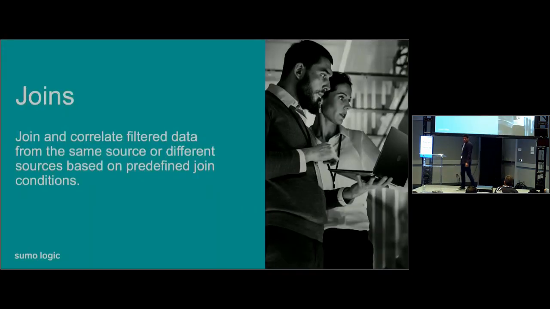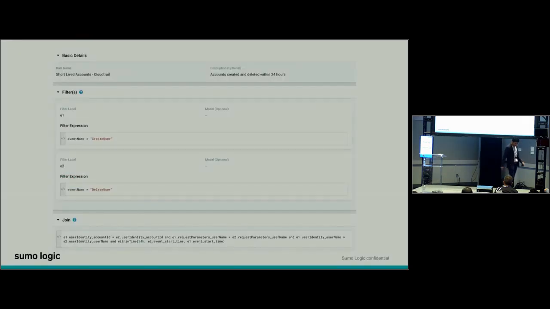Joins. You can join and correlate filtered data from the same source or different sources based on predefined join conditions, right? Let's look at an example of short-lived accounts. This use case is basically detecting accounts that were created and deleted by the same user within 24 hours.